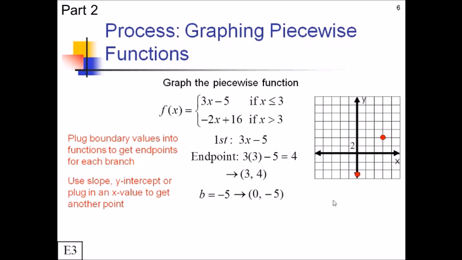And we'll just draw a line through those. Now careful, because your line has an endpoint right here at 3. So we're only going to have an arrow going in one direction, to the left down here.